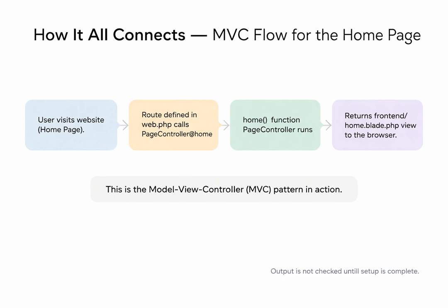The page controller's home function then runs and returns the view, specifically the frontend/home.blade.php file. That file is then rendered and sent back to the user's browser as a web page. The instructor also notes that during this setup phase, we don't need to constantly check the output in the browser. We just focus on getting the structure right first.